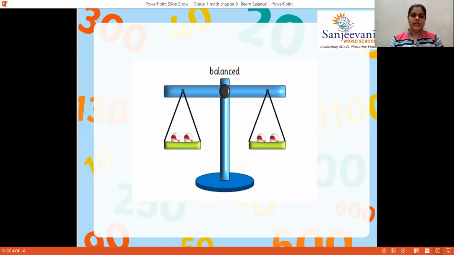Now look here. It is a balanced pan. In both the pans, there are two balls, right? In one pan, there are two balls. In another pan, there are also two balls. So this is balanced. This is balanced, right?